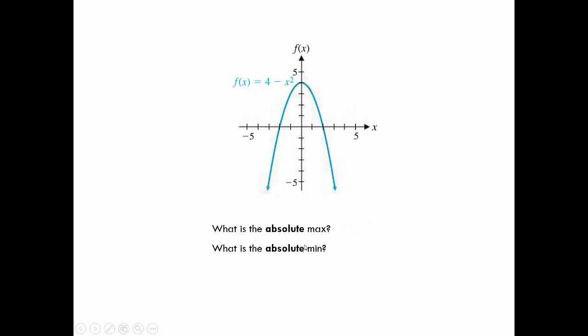What's the absolute max or absolute min of this one? Well, I can see that it's going down forever, so there's certainly no minimum, but it's not going to turn because we know what an x squared looks like. And so this actually would be my f of 0, where y equals 4, would be my absolute max.